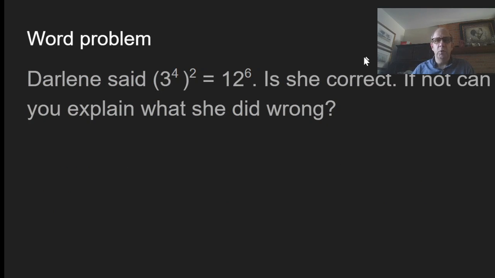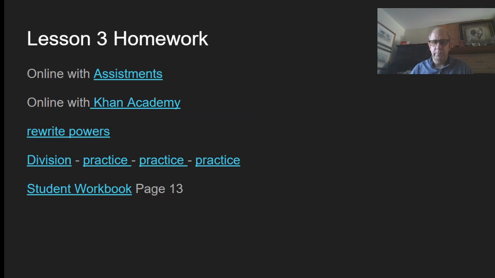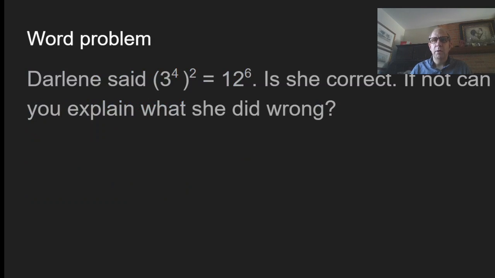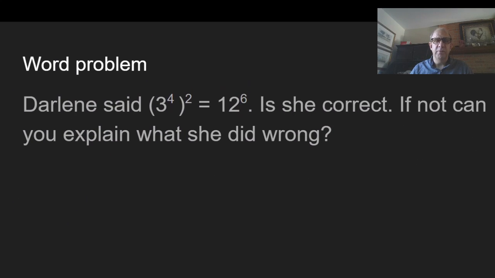All right, word problem for you. Darlene says 3 to the 4th, squared, 3 to the 4th raised to the 2nd power, equals 12 to the 6th. Is she correct? If not, can you explain what she did wrong? Did she add the powers or did she multiply the powers? And what should she have done?